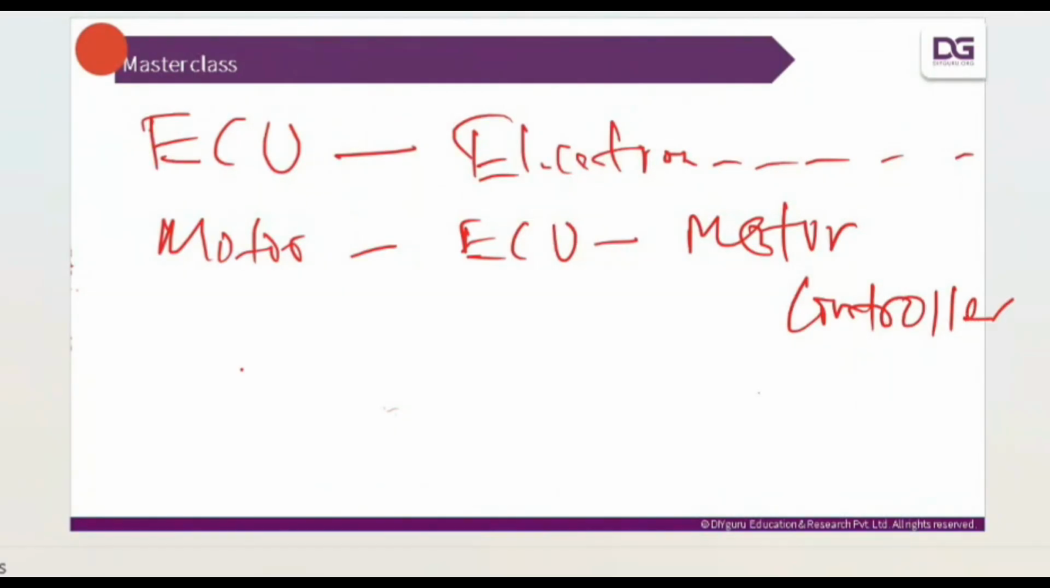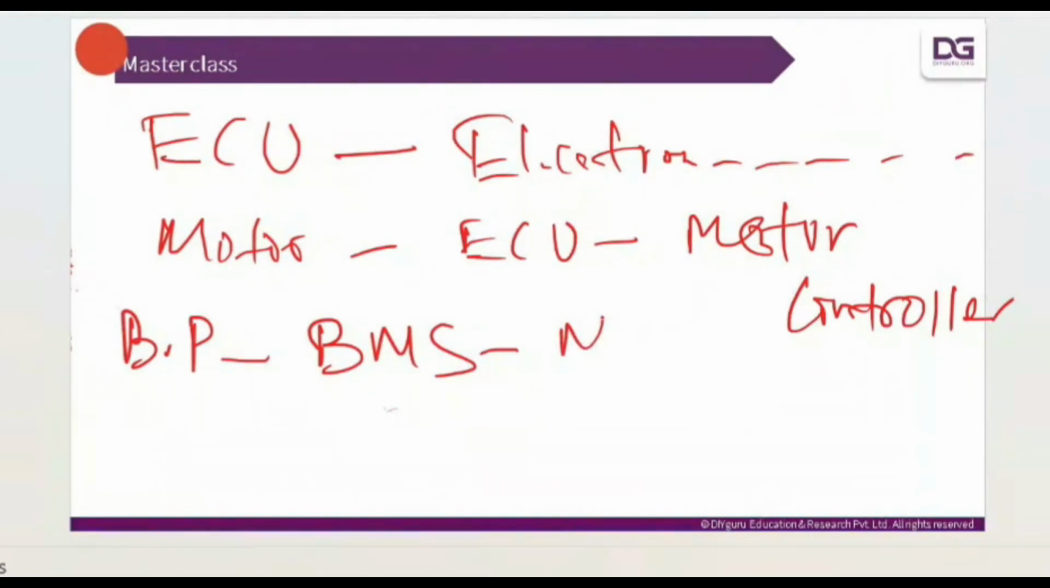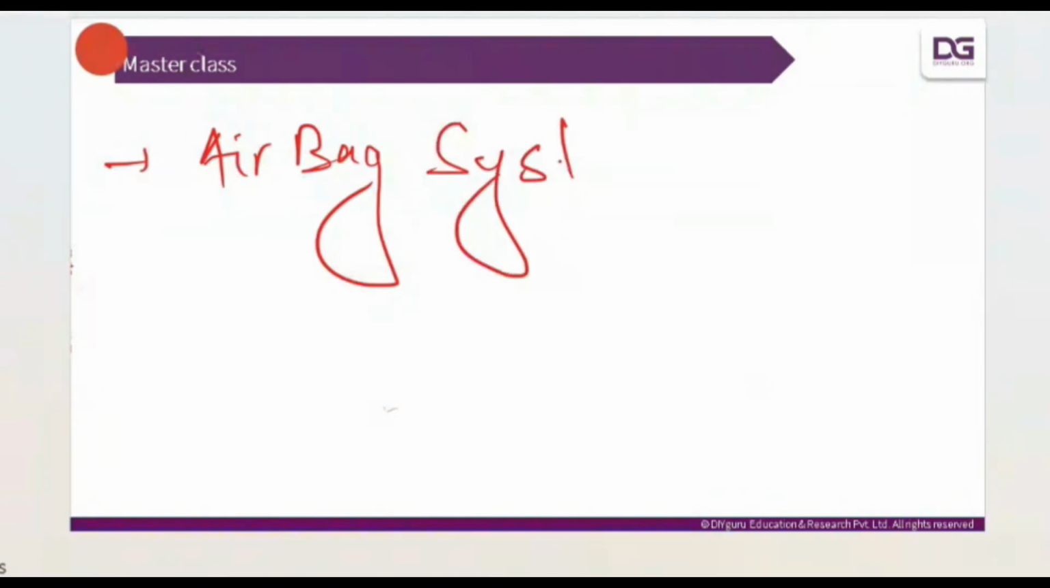Another best example of ECU is the BMS. If I'm considering controlling the battery pack, I'm using BMS. Now in BMS, I'm using a 32-bit microcontroller. Again, I'm using a microcontroller here. Now, what are the other peripherals we have in an EV? For example, I'm using one for controlling the airbag system, and to control this airbag system, again, I'm using a 32-bit microcontroller.